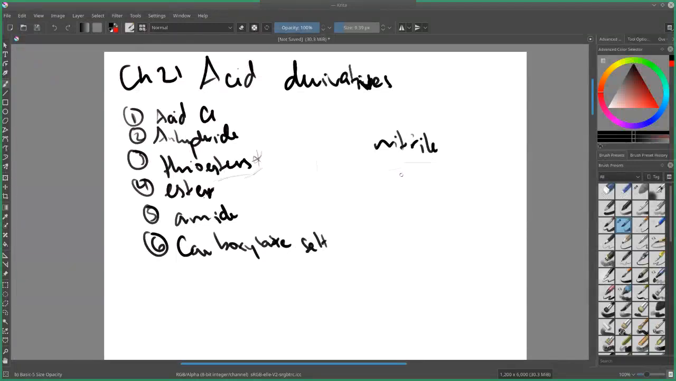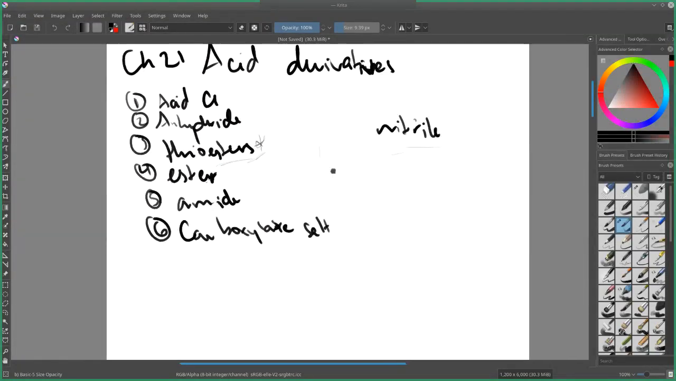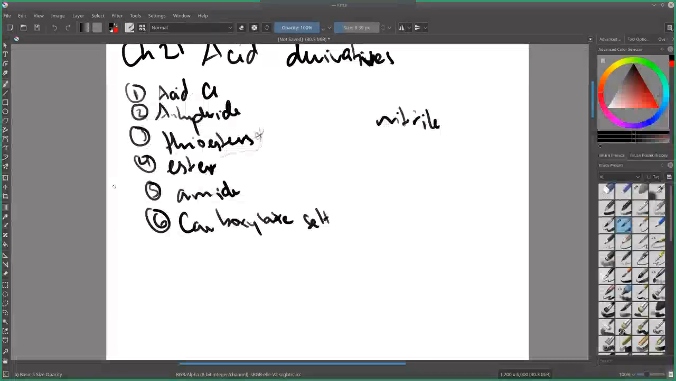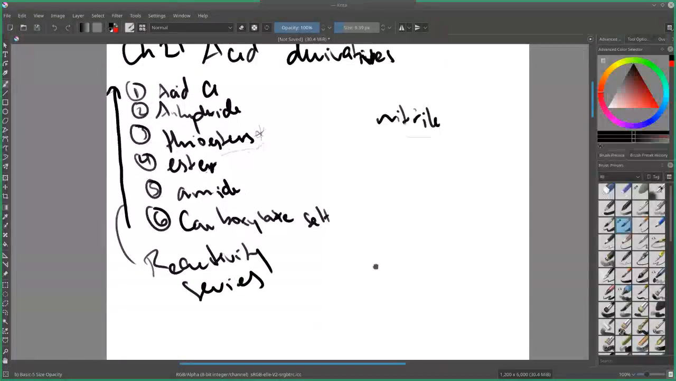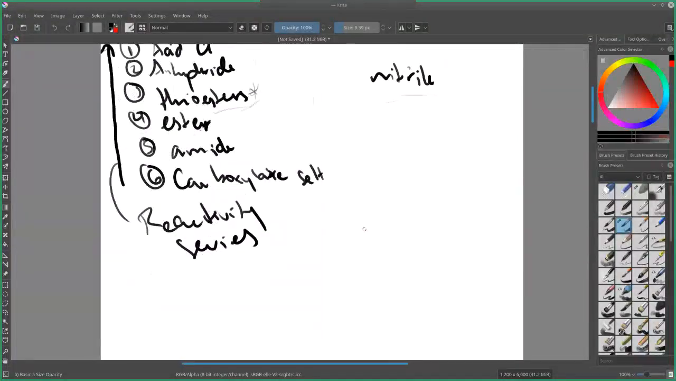Okay, so I guess there's seven. Whoever got nitrile really showed me up. Yeah, there's I guess seven of them. I ordered them in this way because if you go up, then these are going up in reactivity. Okay.